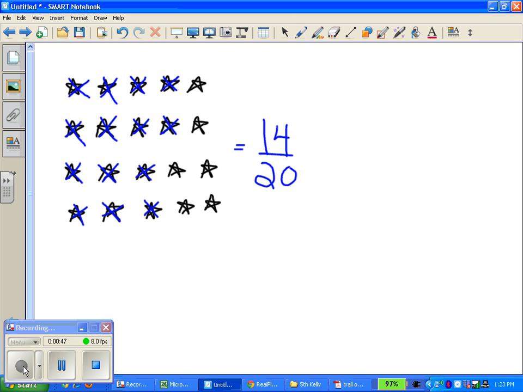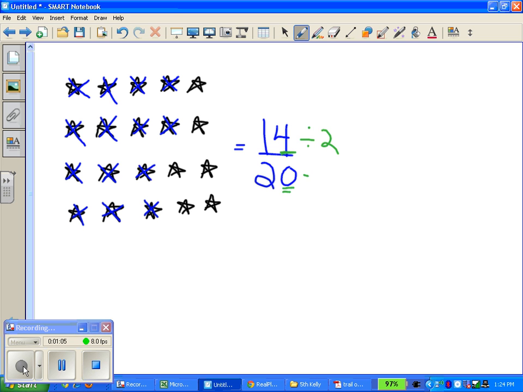Now, the next thing I need to do is make sure that I simplify the fraction. So I'm going to use my divisibility rules. And one of the easiest ones is to take a look and see if both numbers end with an even number, then you know it's divisible by 2. So let's just give that a try.